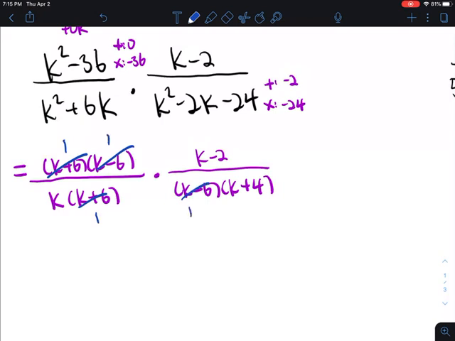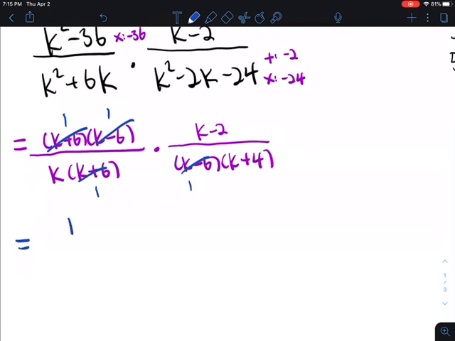Remember, you can only cancel things out if they're the same, first of all, and also if they're on different sides, right? So top and bottom, that works, but if they're on the same side, then that would not work. So at the end of the day, I have k minus 2 on top. On the bottom, I have a k here, so make sure you put that. And then a k plus 4 there. And there we go. Nothing else we can do.